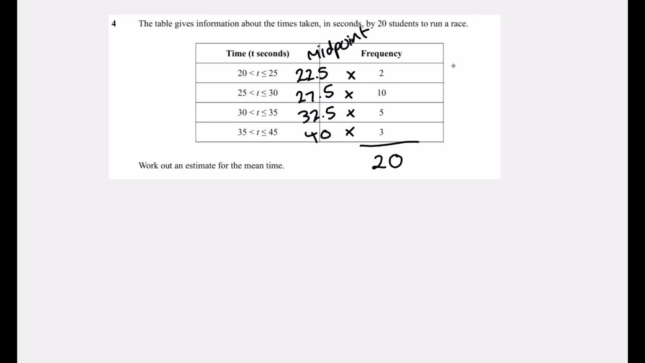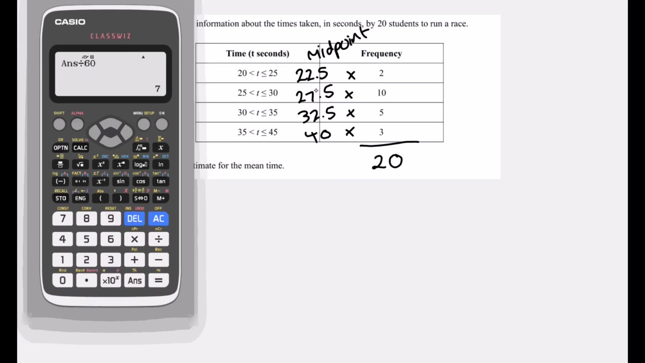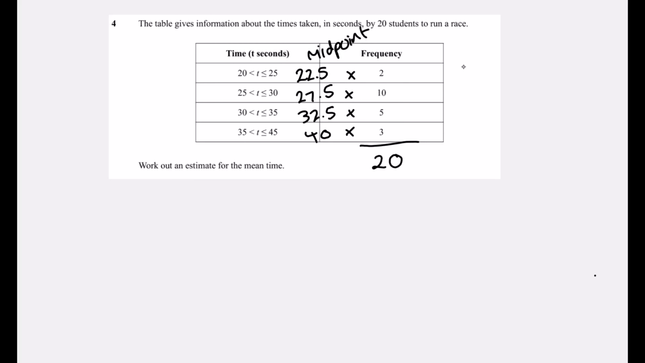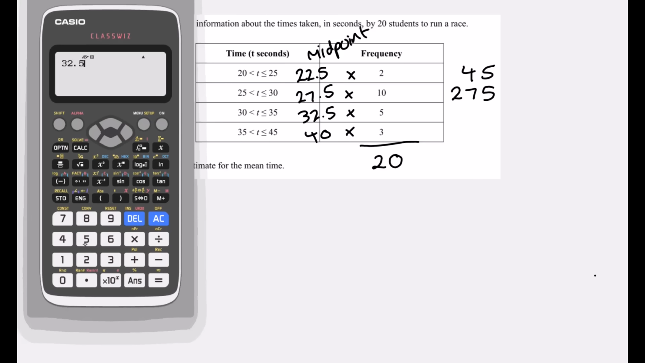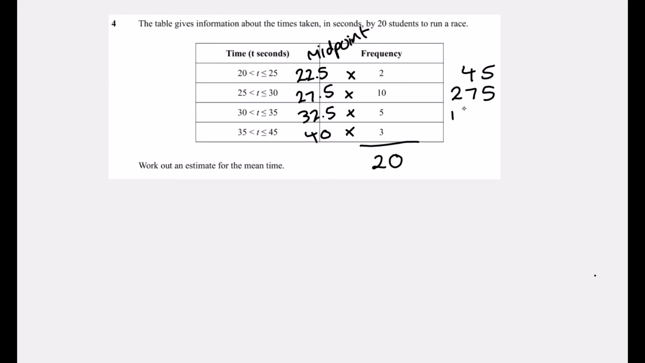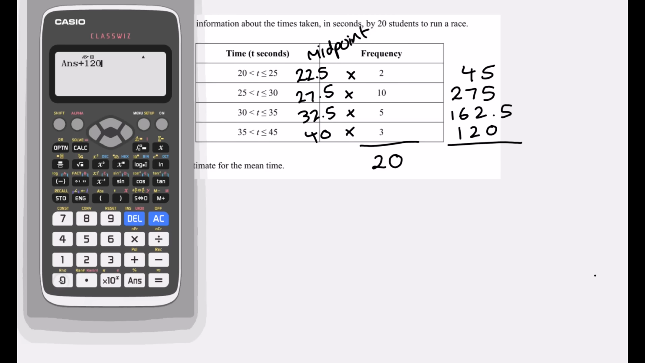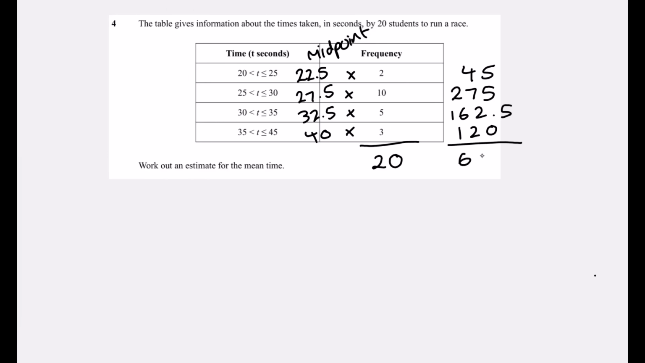So we do midpoint times frequency for all of them. So 22.5 times 2 is 45. 27.5 times 10 is 275. 32.5 times 5 is 162.5. And 3 times 40 is 120. So we'll add all of those up. And we get 602.5.